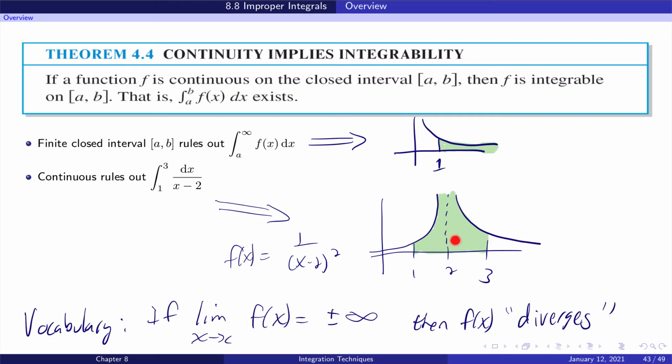And you might think that both of these green areas are infinite because the curve goes on forever, but that's not always the case. Sometimes they are infinite and sometimes they are finite. So finite areas can come from infinite bounds. The vocabulary that we use is that if the limit of a function does approach infinity, then that function diverges.